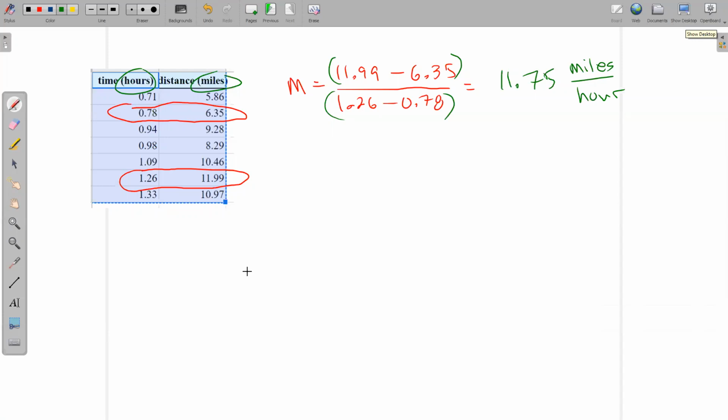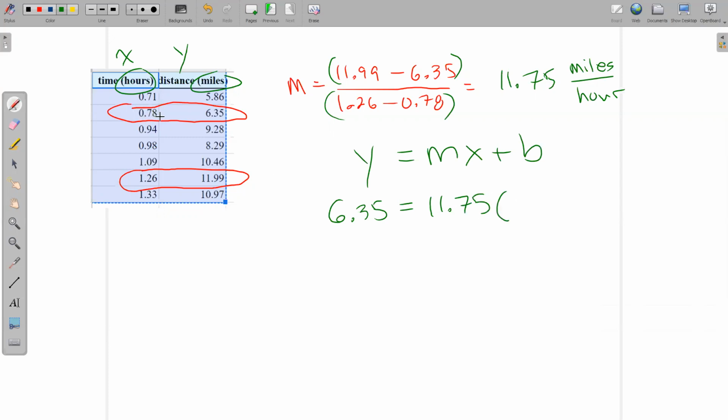So next is the y-intercept. So this is my x, right? This is my y. So I'm going to write down y equals mx plus b. And then pick one of the points. And it doesn't matter which one I pick. I'm going to go for the first one. Y is 6.35. I just calculated m is 11.75. And the x value is 0.78.